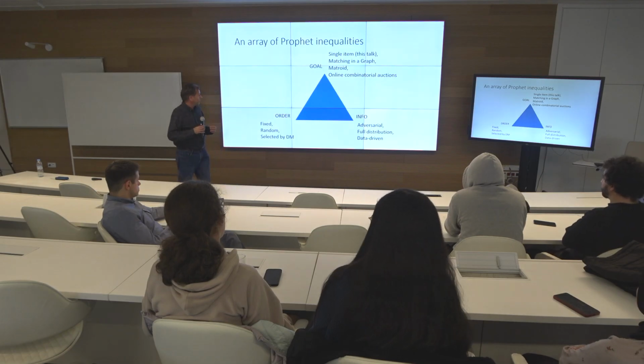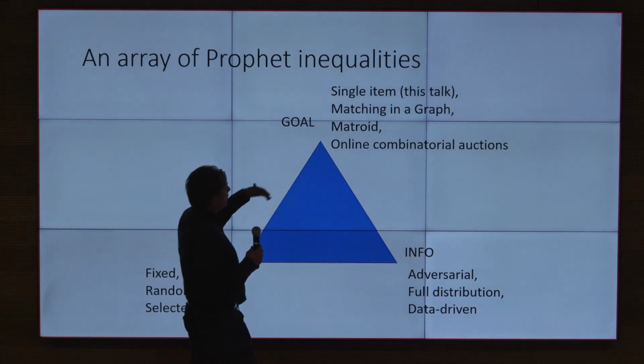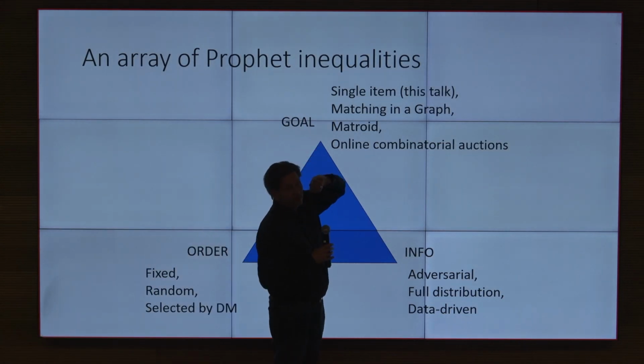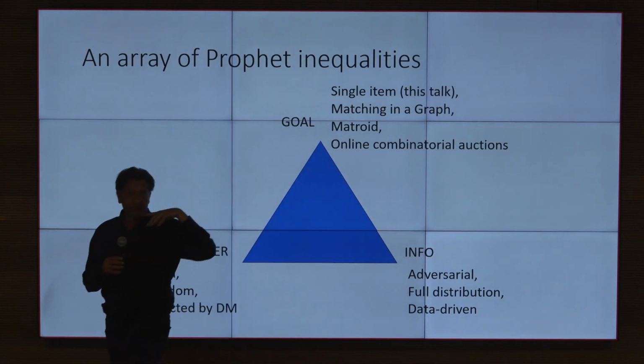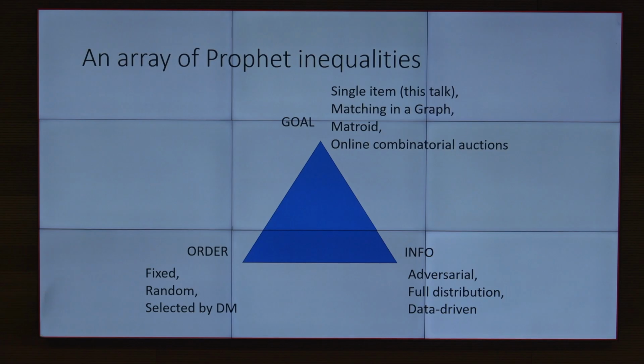And finally, we will be talking about just selecting a single item, but there are many other settings where this makes sense, like selecting a matching in a graph, or an independent set in a matroid, or online combinatorial auctions, etc. So there are lots of problems, and that's why I think the topic is so popular these days.